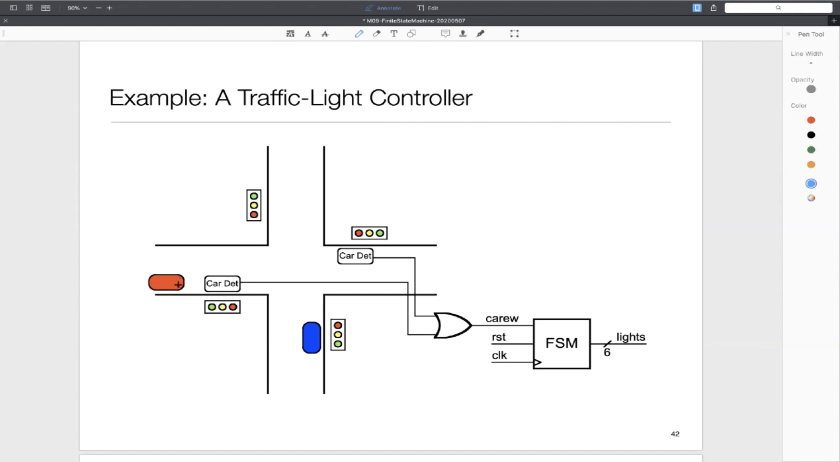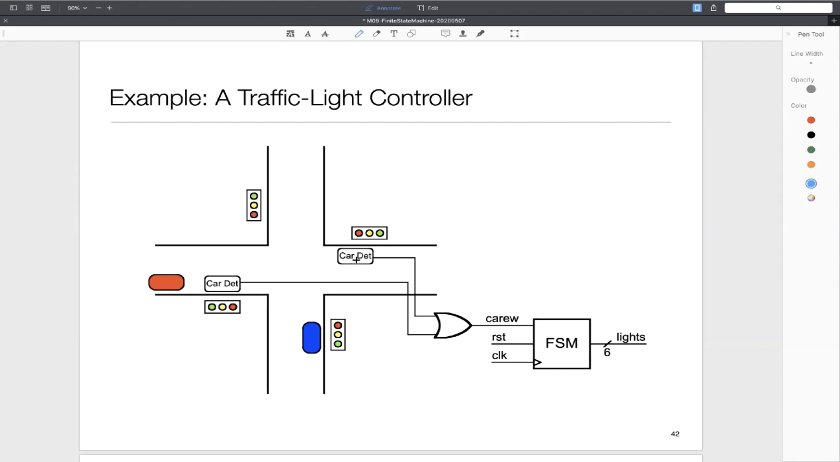Okay. So the idea is if the car comes over the sensor, then the sensor becomes active. Outputs are 1. So we take the outputs of the 2 car detectors and feed them into an OR gate so that we get a signal called car EW, which basically says there is a car on the east-west road. We don't know whether it's a car heading east or heading west, but the idea is that there is a car.